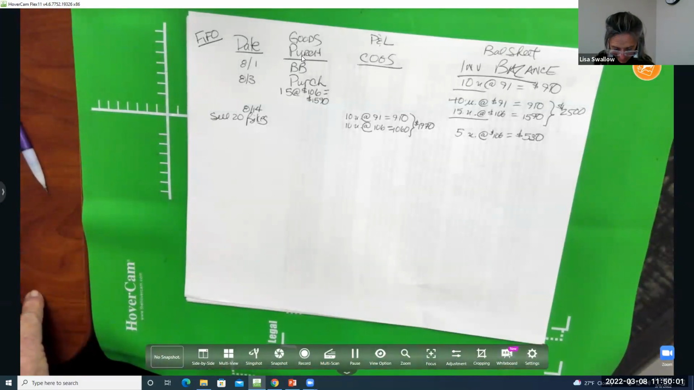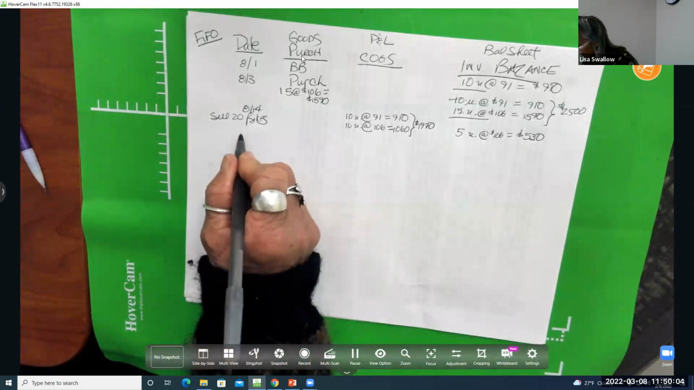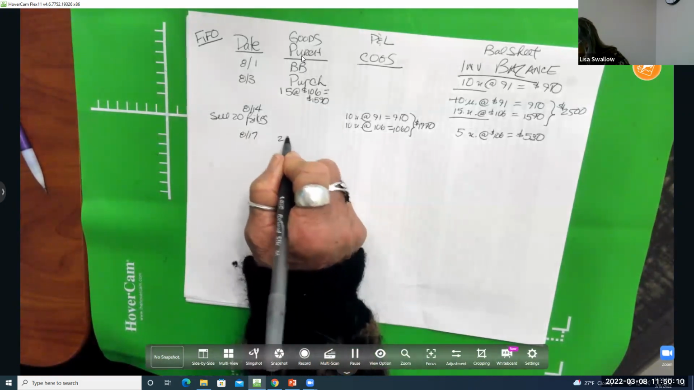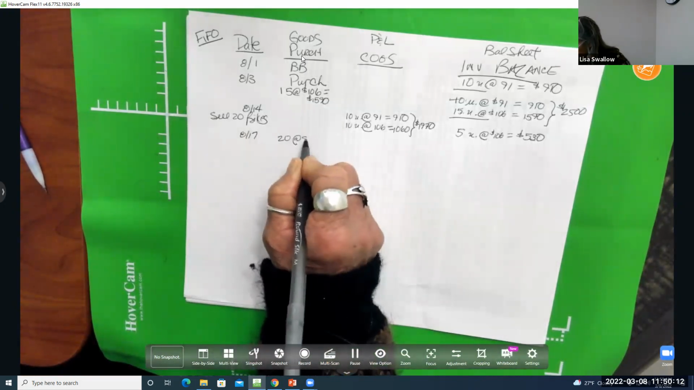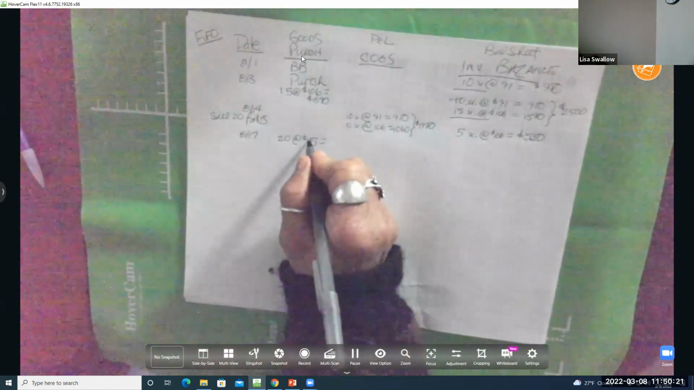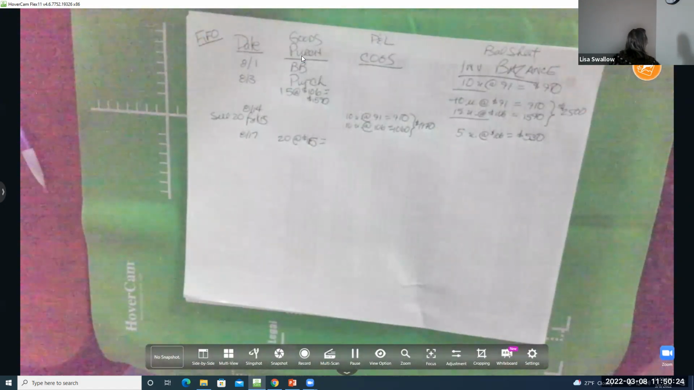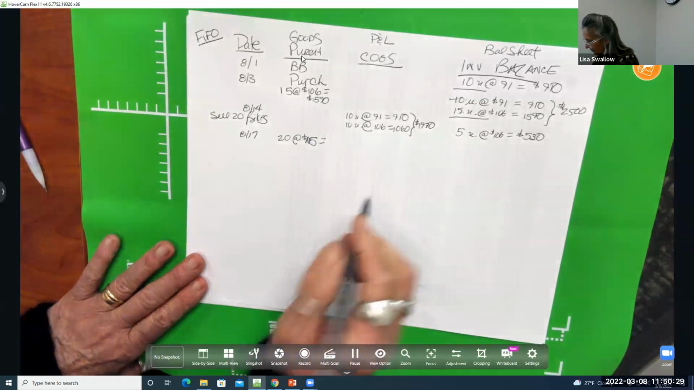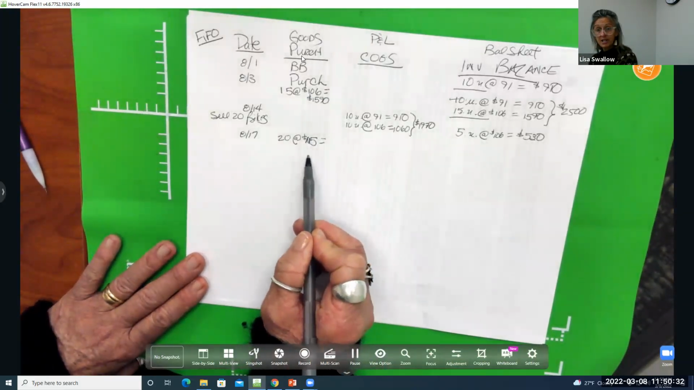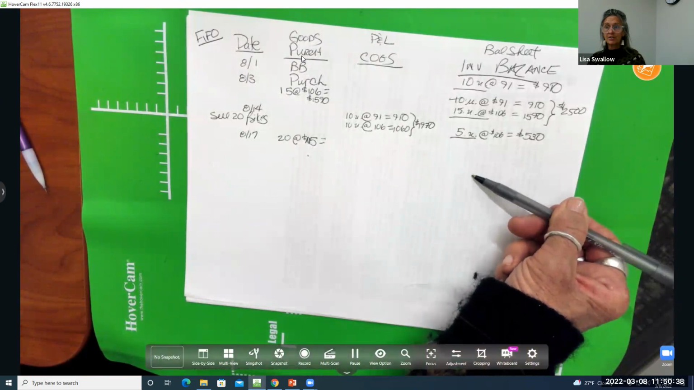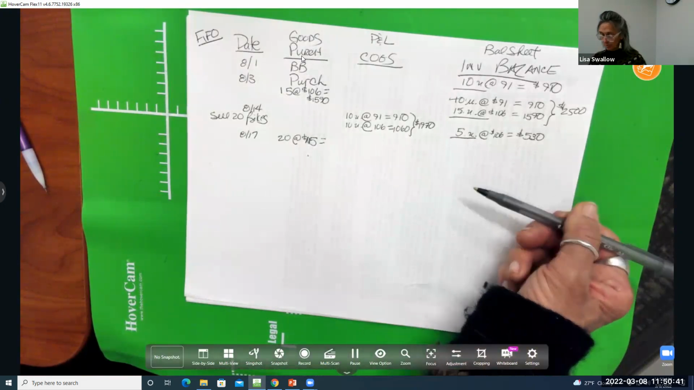Okay, let's try another purchase and another sale. So then on the 17th, I get in some more inventory. And you just log this. I bought 20 bikes at $115. Hold on, I don't know what happened to my lights. I bought 20 units at $115. Figure that out, please. And then tell me what you think I have on the balance sheet after that transaction. Shut off the tape and we'll meet back up.